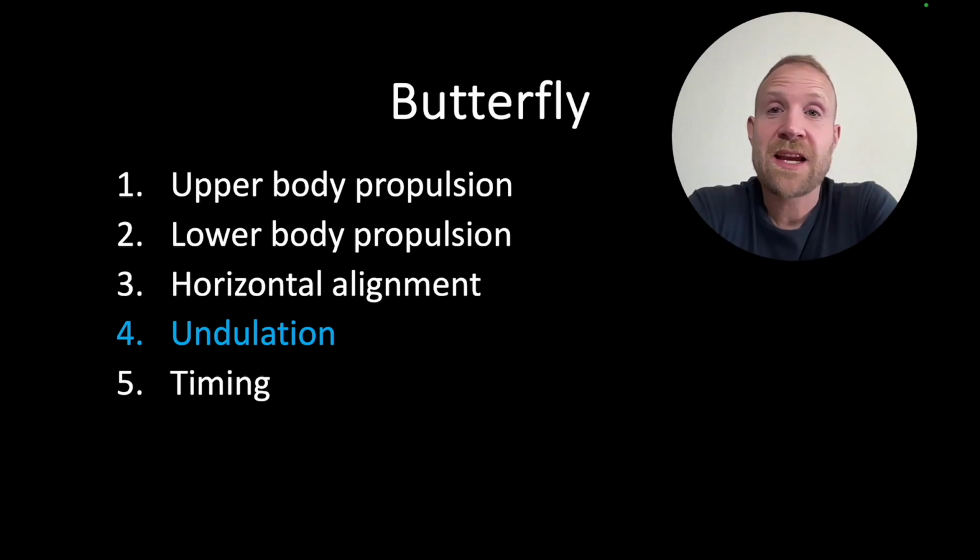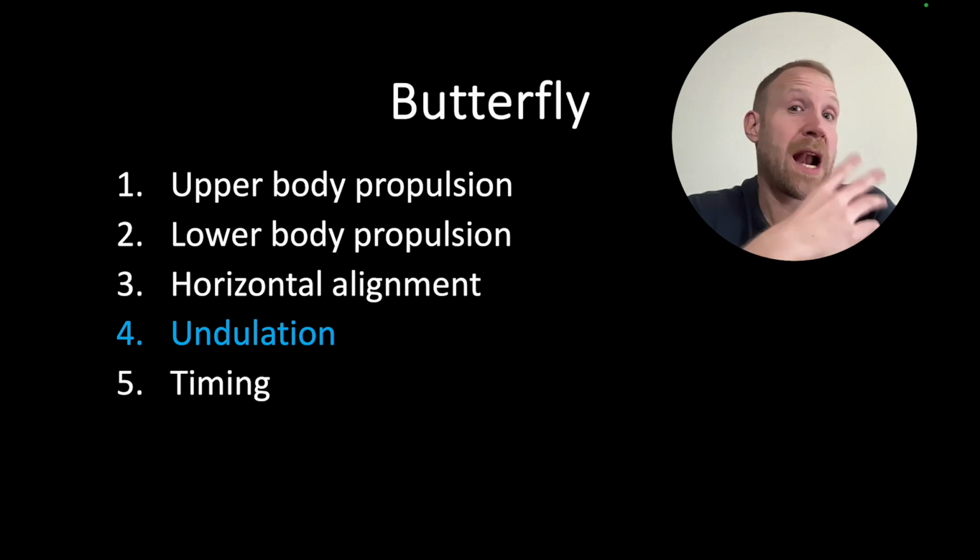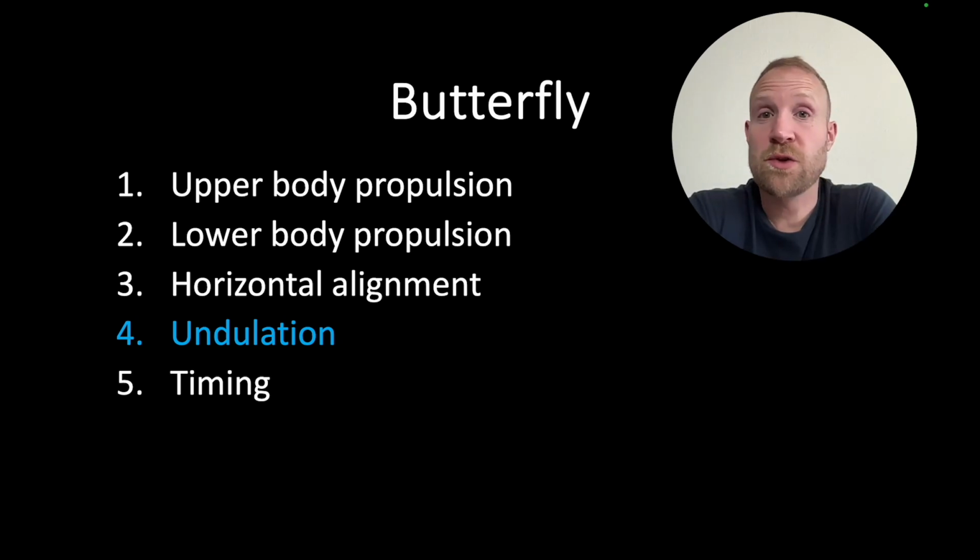Undulation is a defining characteristic of butterfly, and if swimmers don't get it right, they're never going to be able to swim as fast as they otherwise could. The challenge with undulation is that it's not necessarily about doing more or doing less, it's about finding the optimum amount of undulation, and that optimum amount can differ from individual to individual.